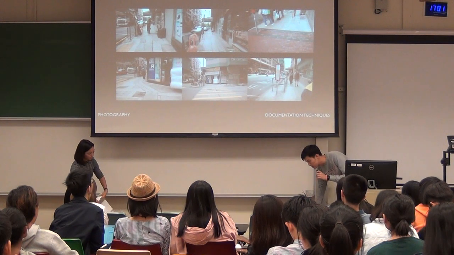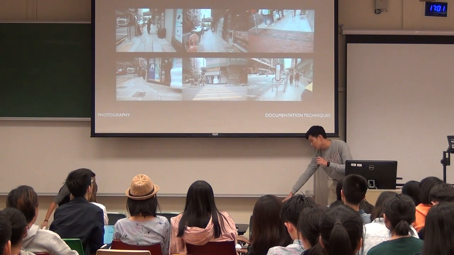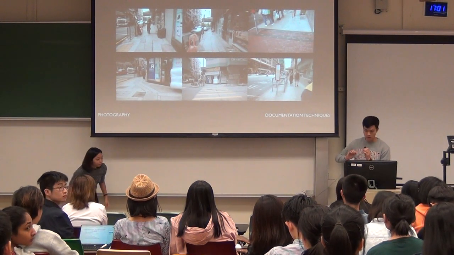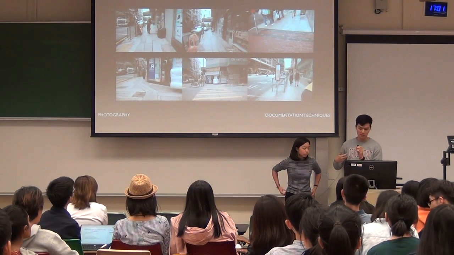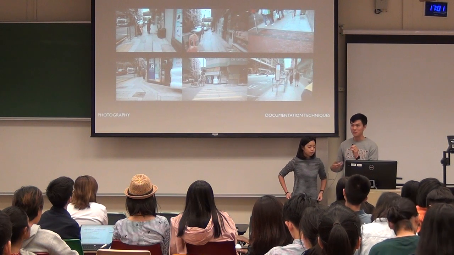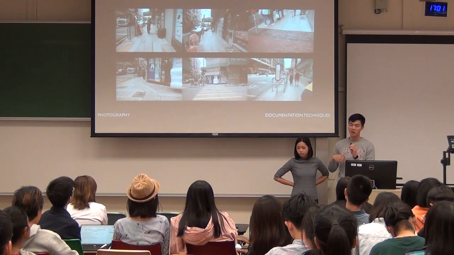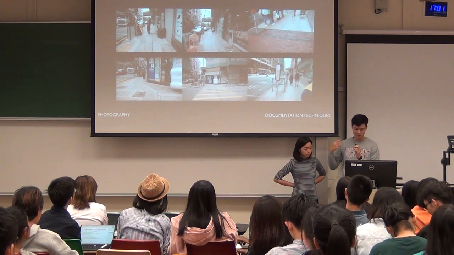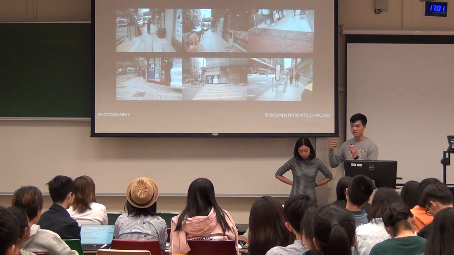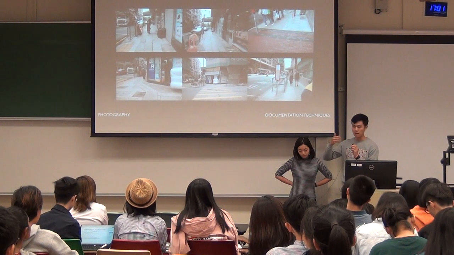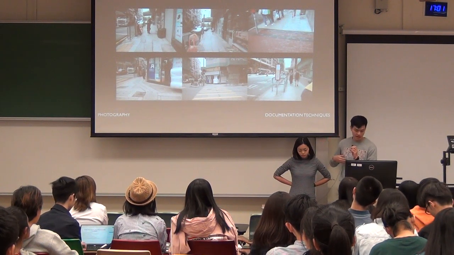So how we drew this drawing was that we walked along each street many, many times. And then we had to document it somehow so that we could take it back to the office and draw it out. So we used photography as one way. As we were walking, we would take a lot of photographs and capture frames of the street.